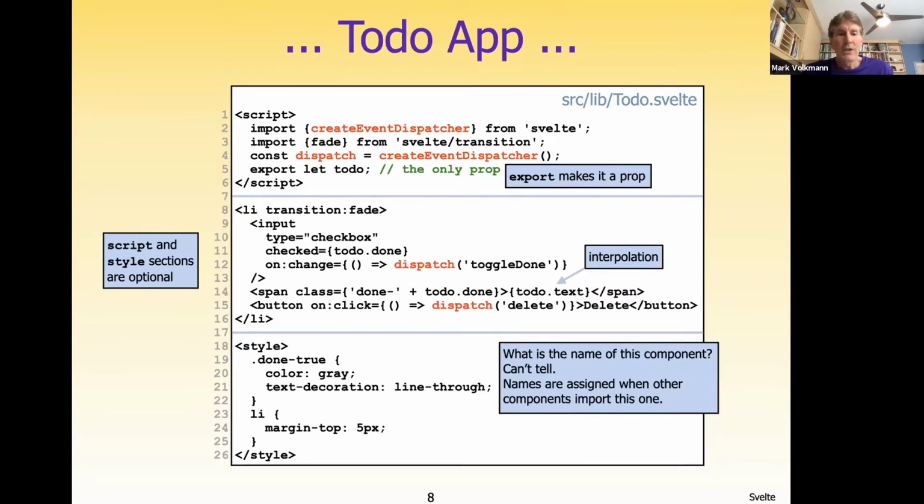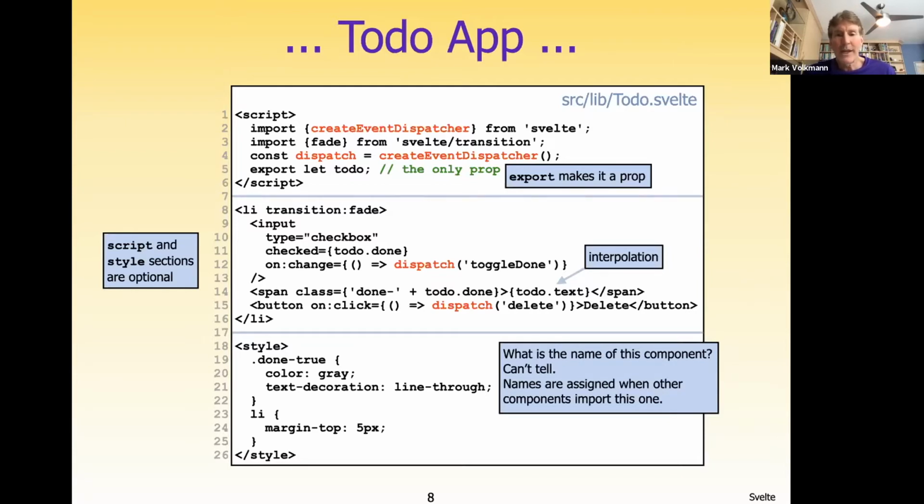The checkbox is going to start off already being checked if to-do.done is true. You see that on line 11. And then on line 12, we set up the event handling. So anytime the state of the checkbox changes, I'm going to dispatch a toggle done event. And I'm just hoping that my parent component is listening for that and takes the appropriate action.